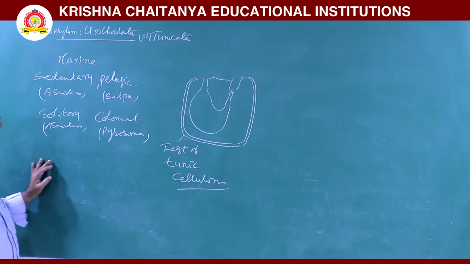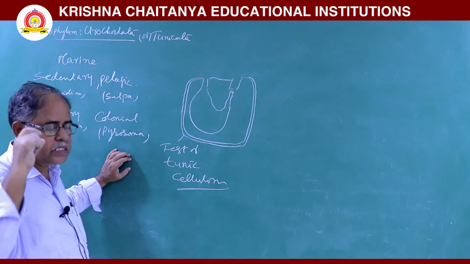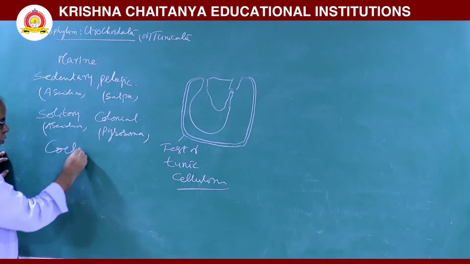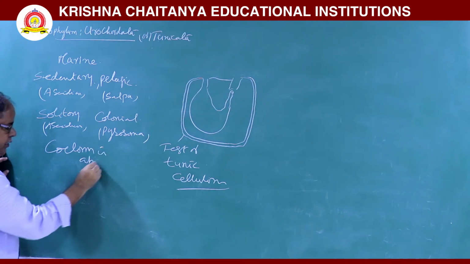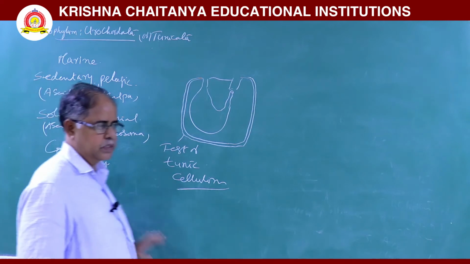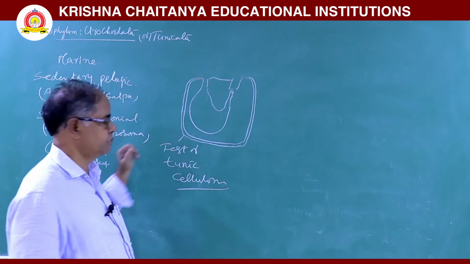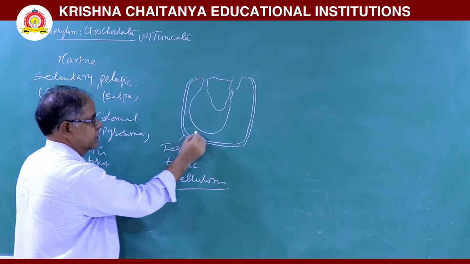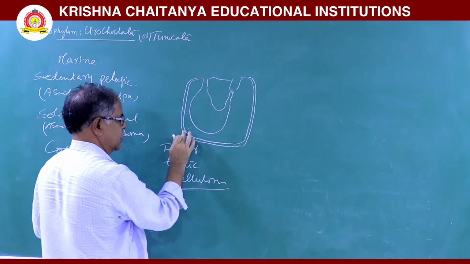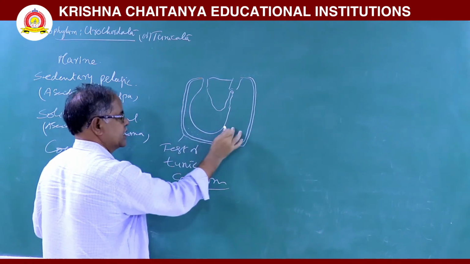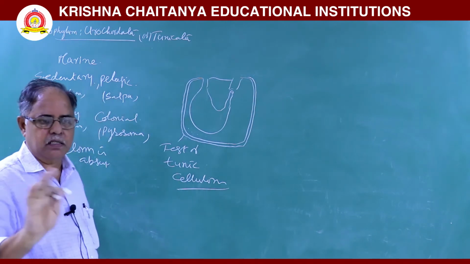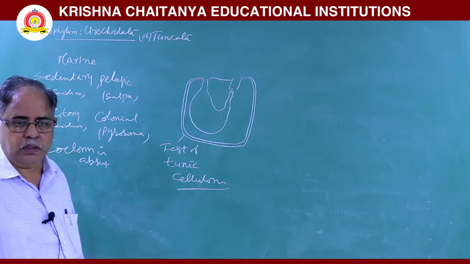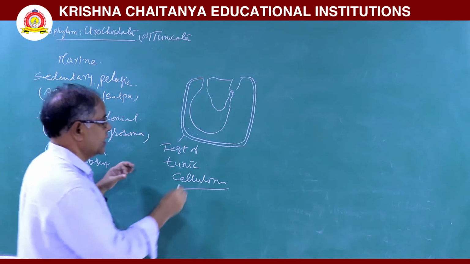Next, in this animal, the coelom is absent. But a cavity is there. This cavity is lined by ectoderm. This is a cavity. This is a pharynx. This is a body wall. In between body wall and pharynx, a cavity is there. But this cavity is not a true coelom because it is not surrounded by mesoderm. It is lined by only ectoderm. That is called an atrial cavity.